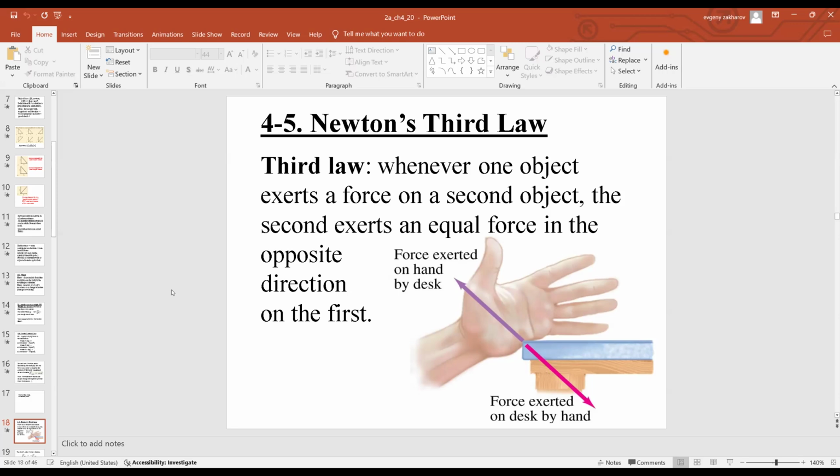So the third law is still tricky. It's not enough to just remember the words and just say the words and that's it. You have to really get into it and understand what's going on. I'll try to explain that.